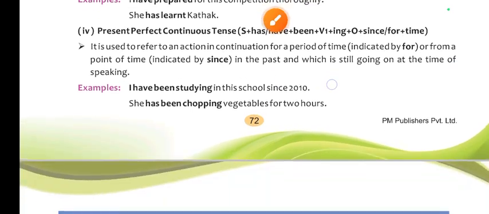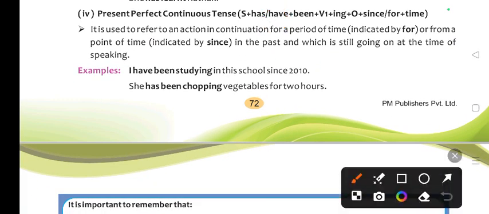Now, present perfect continuous tense, we put here subject plus has or have according to the subject plus been plus verb plus ing form plus object plus either for or since according to the time. Okay, so it is used to refer to an action in continuation for a period of time indicated by for or from a point of time.